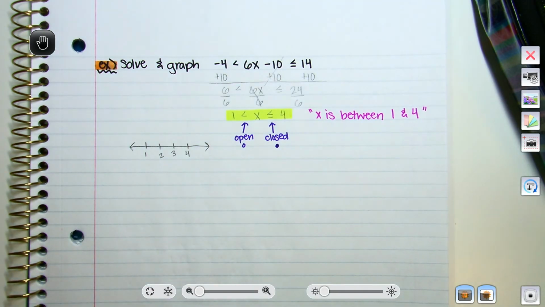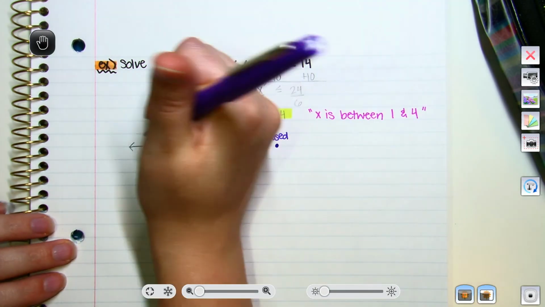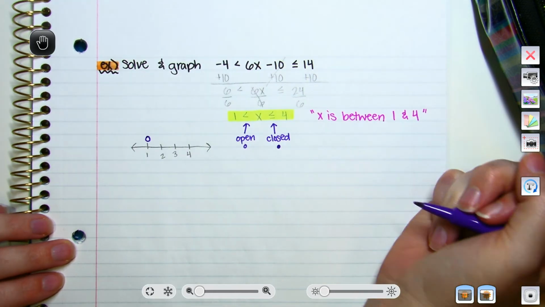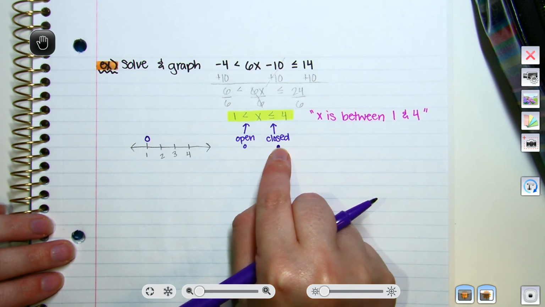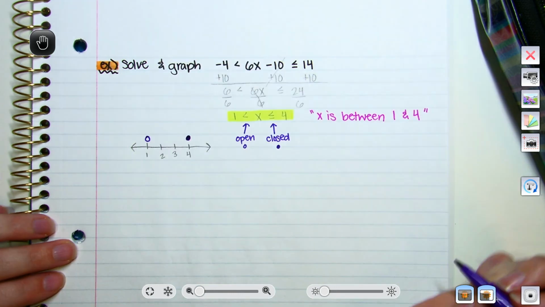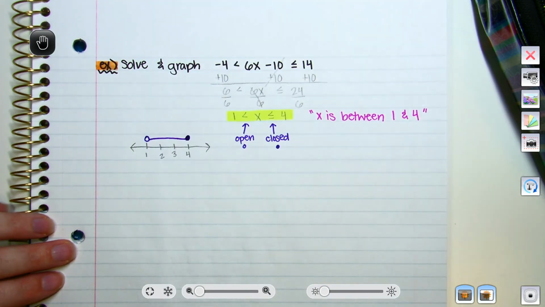All right. Now for the 1, that is an open circle. I'm going to show the other way of graphing this. So I'm going to graph it above the number line. So it's an open circle at 1. 4 is a closed circle. And it's everything between those numbers. So everything between those numbers is that space there.